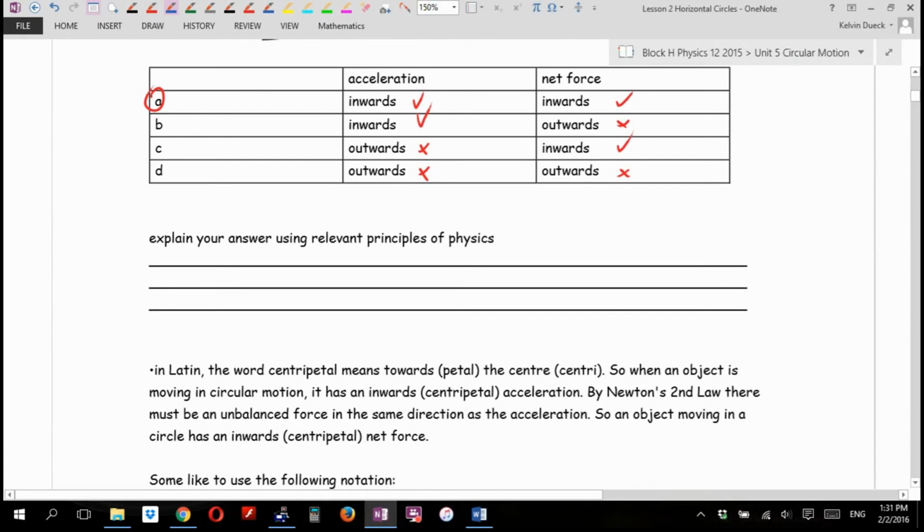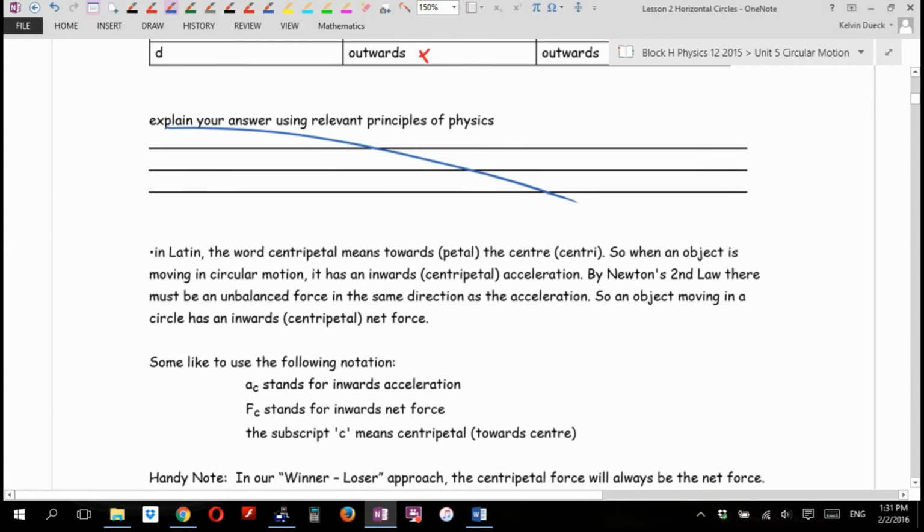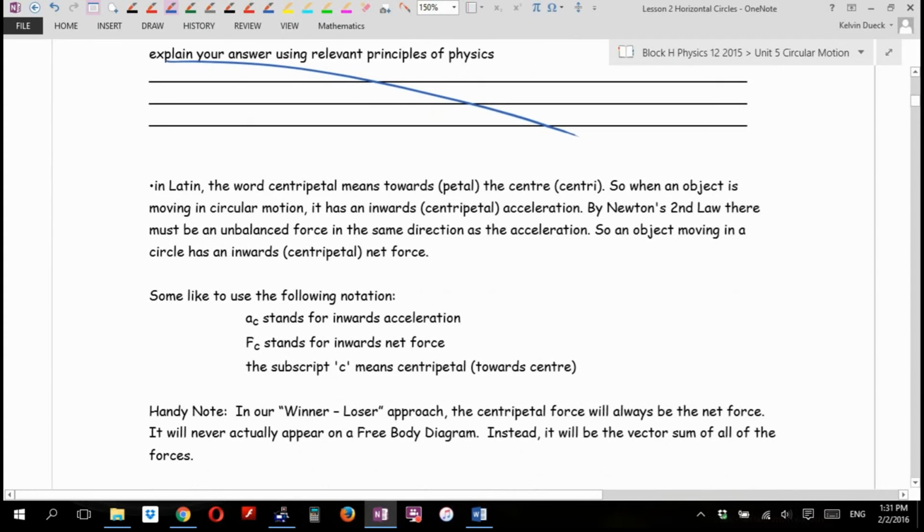It says explain your answer using relevant physics principles. We did that vector subtraction proof in lesson 1, so I'm not going to re-explain it, but we did a lovely vector subtraction and saw that it did end up pointing towards the center. In Latin, the word centripetal means towards the center. So when an object is moving in circular motion, it has, here's your word of the day, centripetal acceleration.